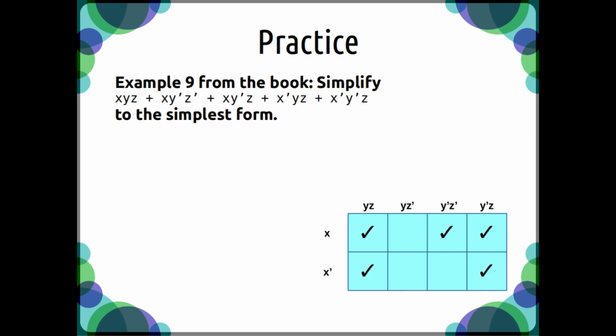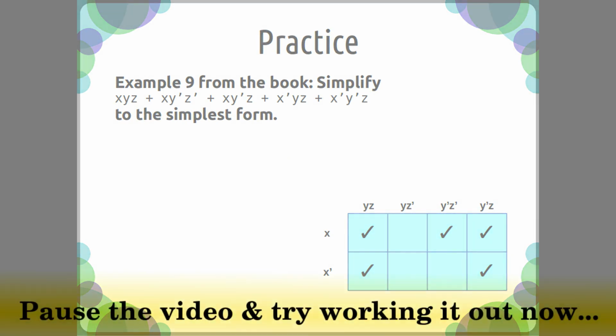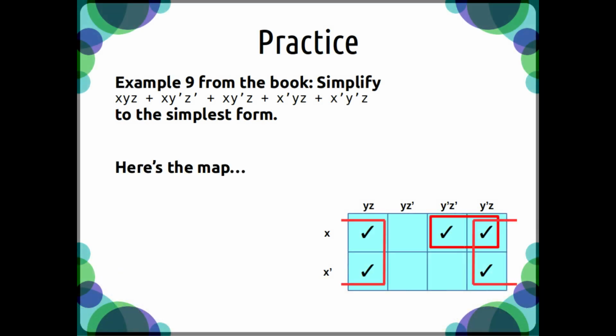So here's some practice. This is example 9 from the book. Simplify this following equation into the simplest form using the Karnaugh map. Your map should end up looking like this. Remember that you can wrap around horizontally. And the result will be the sum of the two products. The products are denoted by the rectangles. So we have z plus xy prime.